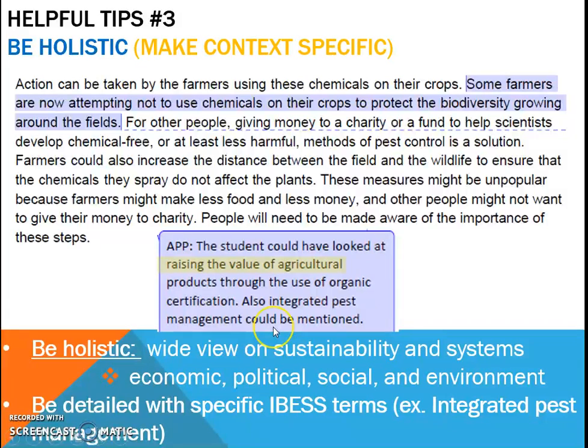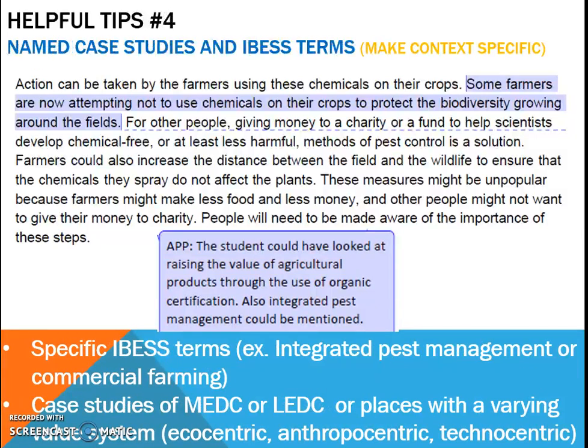For instance, integrated pest management is a specific term that might come up in class. Similarly, with those specific terms, like commercial farming, integrated pest management, I highly recommend, if you have a good case study that you found in your background research, integrating that into here as a good example or justification for why you want to do what you're talking about, because that will make your case a lot stronger in the application. So as you talk about your case studies, make sure they're named, that they're cited, and not only that, you discuss, is this an MEDC or an LEDC? What are their value systems and why?